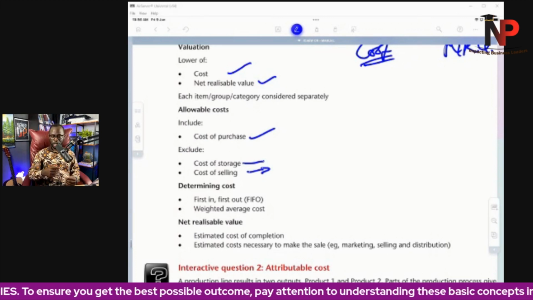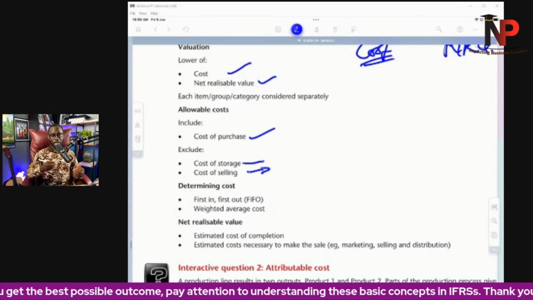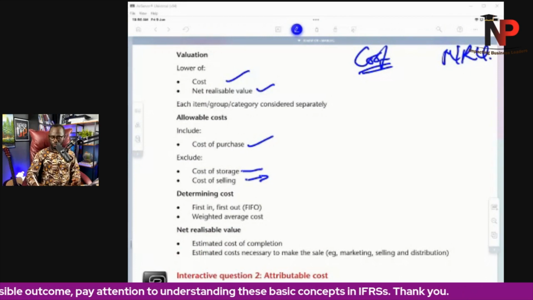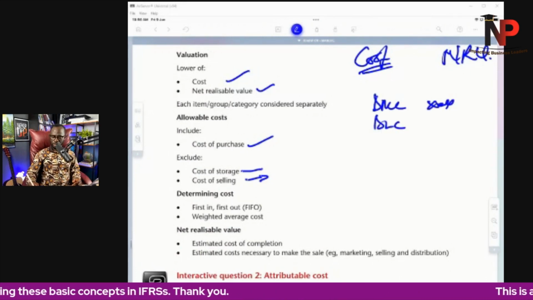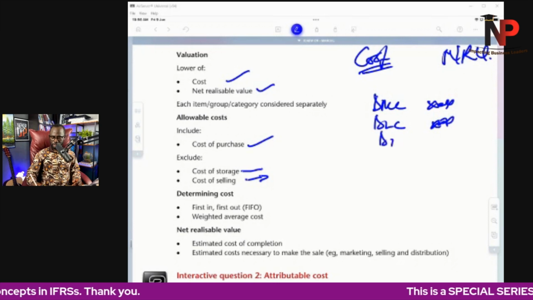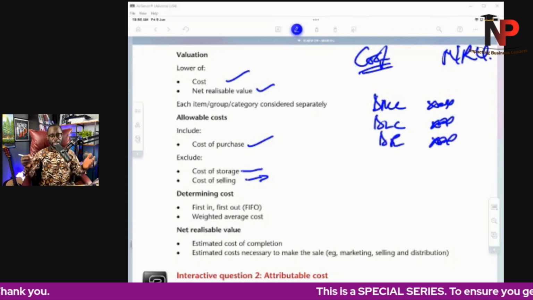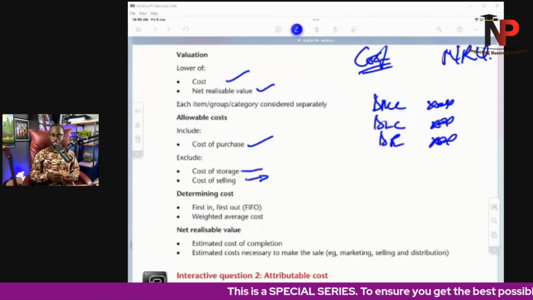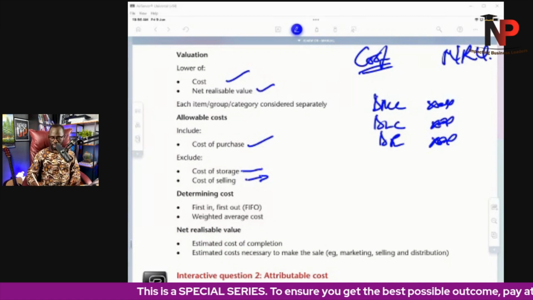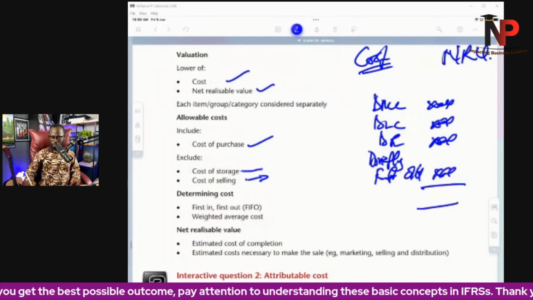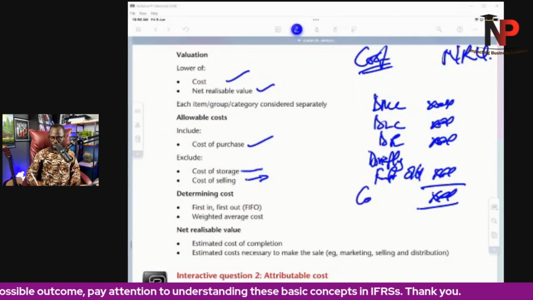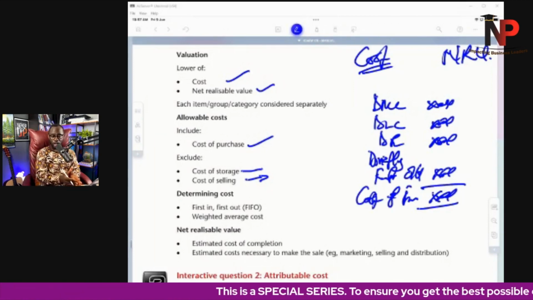If it happens that we manufacture the inventory in-house, then the cost of inventory will include the direct material cost, the direct labor cost, the direct expenses that we incur, then any directly attributable factory overheads will be included, and that will give us the cost of the inventory. But that is the first aspect.